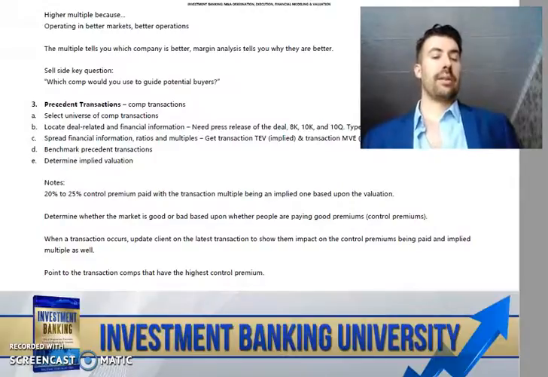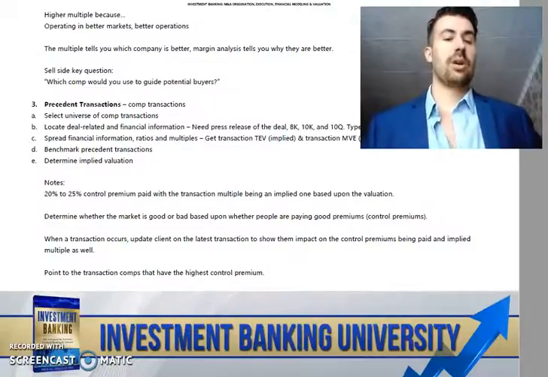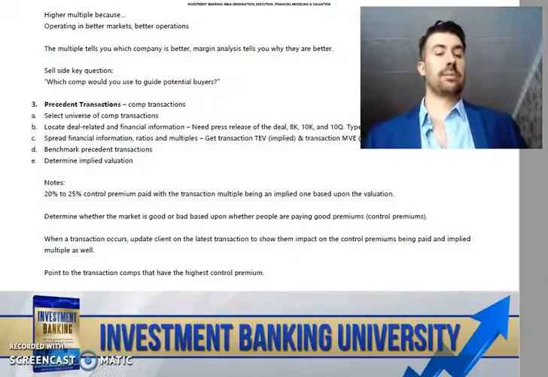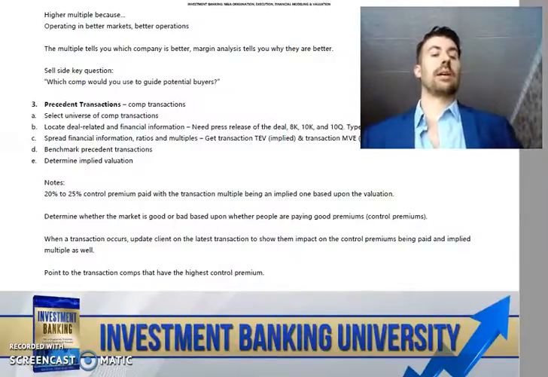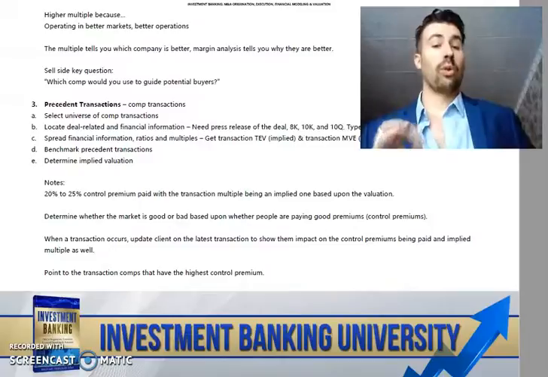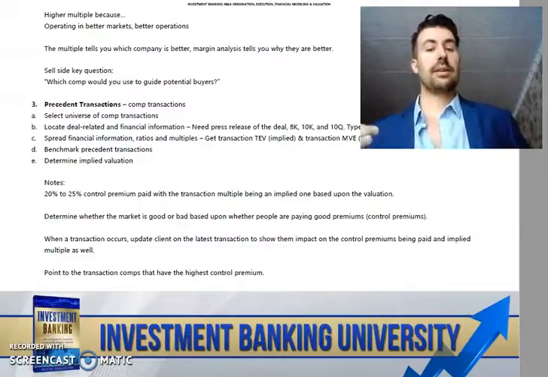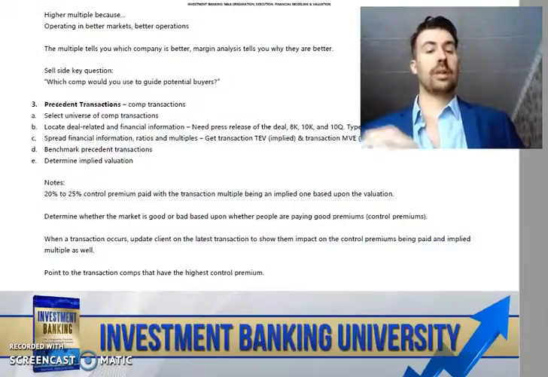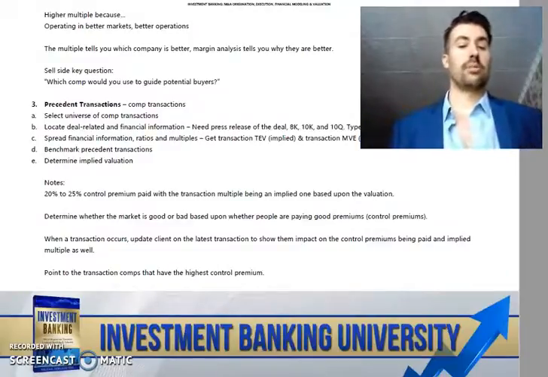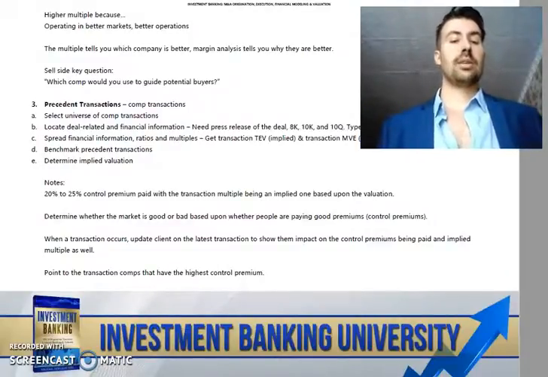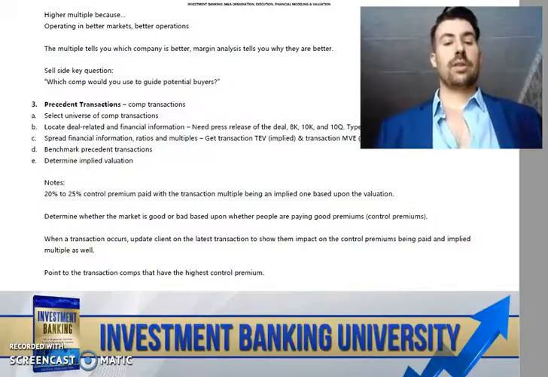The third methodology for valuation is known as precedent transactions or comp transactions. We're going to begin much like we do for comp companies by selecting a universe of comp transactions, and then we're going to locate the deal related and financial information. You're ultimately going to need the press release of the deal, the 8K, 10K, and 10Q. You're going to need to know the type of payment: cash, stock, or cash and stock. And then ultimately you're going to spread the financial information, ratios, and multiples to get to transaction TEV, the implied, and the transaction market value of equity, the implied.